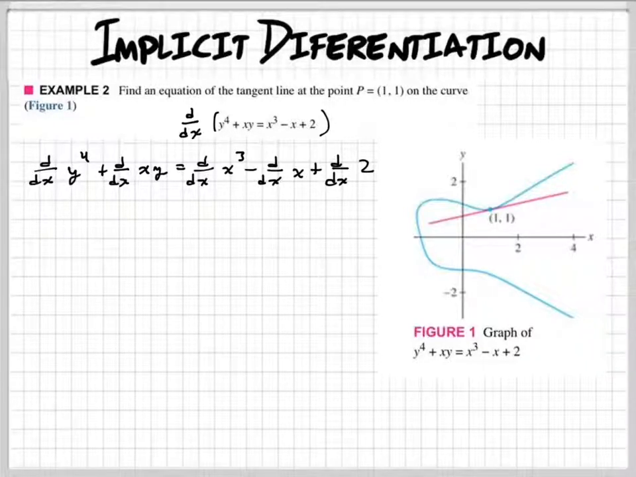So here we go. Let's do the right side first because you guys know that side. That's 3x squared minus 1. Okay, and then you take the derivative of a constant, that's just 0. So what about the left side? What do we do with that?